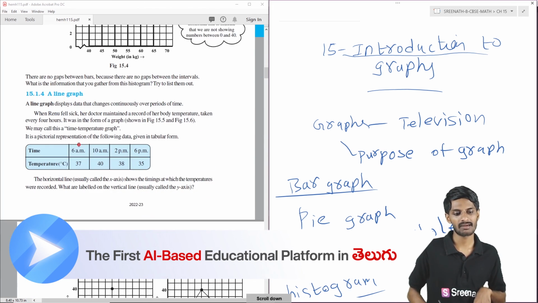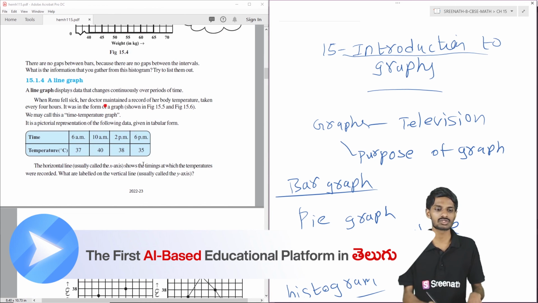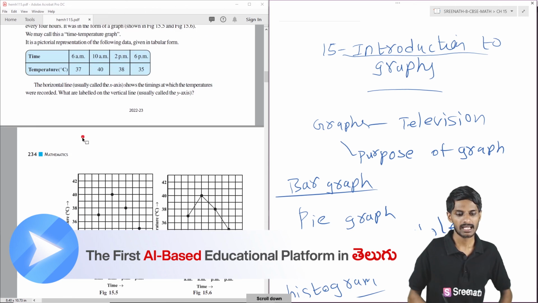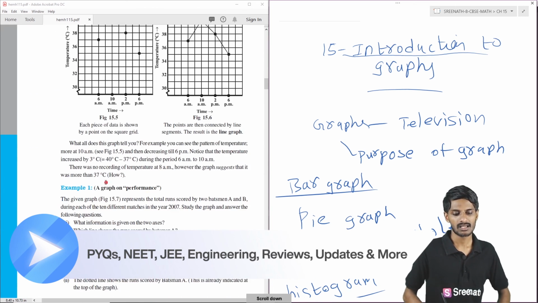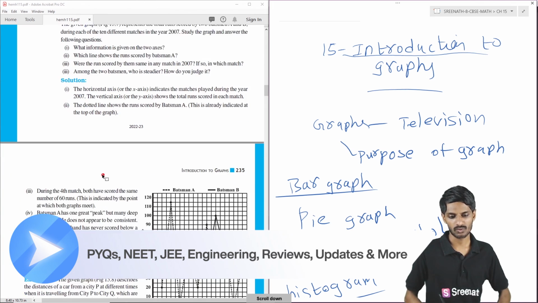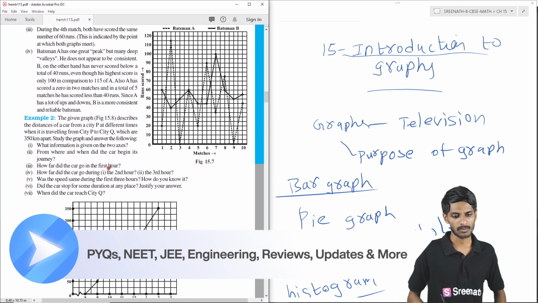Next is the line graph. If the data is changing continuously with time, then we use the line graph, students. It is drawn first by plotting points and then connecting them with line segments. We solved some problems on it, students.